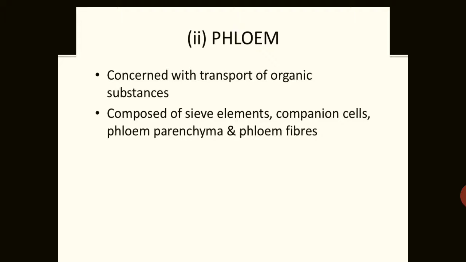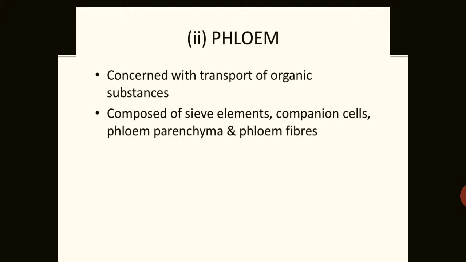The next conduction tissue is known as the phloem tissue. Phloem is responsible for the transport of organic substances, meaning the organic substances formed by the process of photosynthesis inside the plant tissue. So it is concerned with the transportation of these organic substances. It may be in the form of sugar, starch, or sometimes protein also. So any type of organic substance is transported with the help of the phloem.